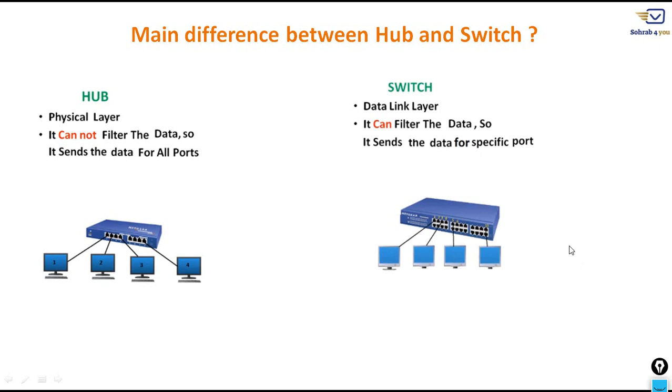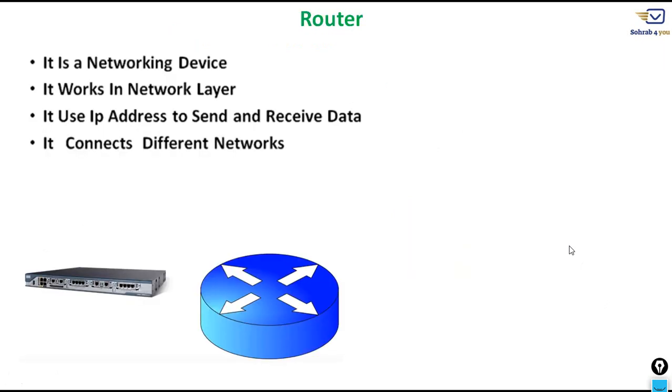So let's move to the next topic. The next thing we are going to discuss is the router. Yes, the router. What is a router? A router is simple. It is a networking device. It operates in which layer? In the network layer. It uses IP addresses to send and receive the data. Good. It connects different networks.